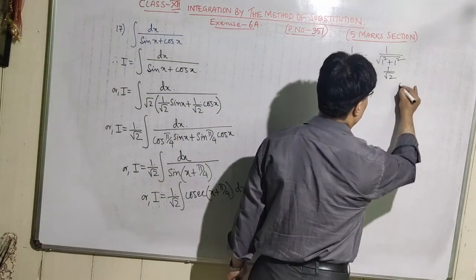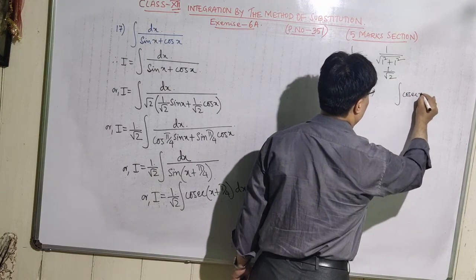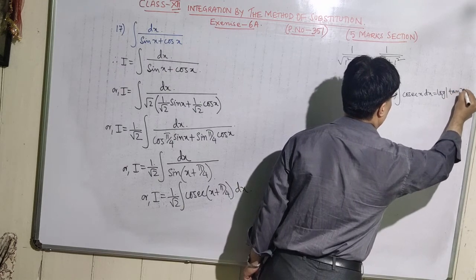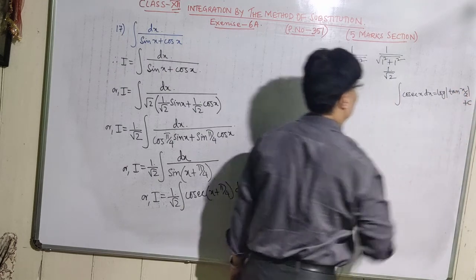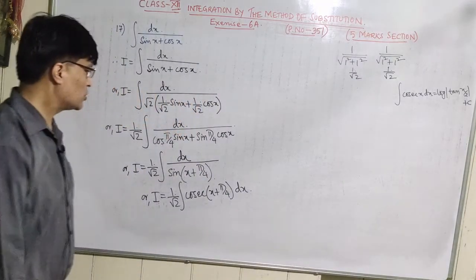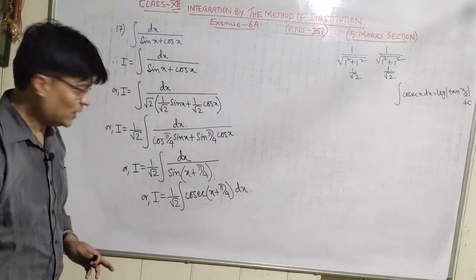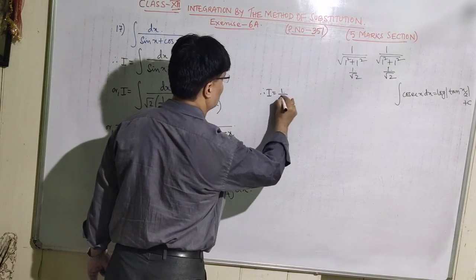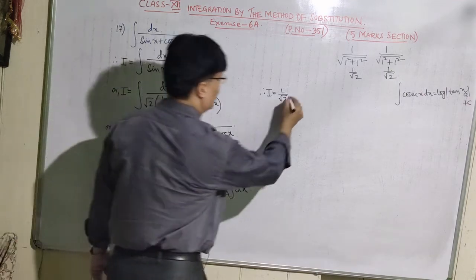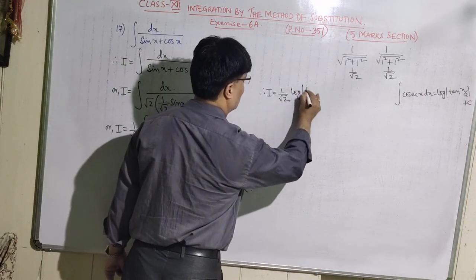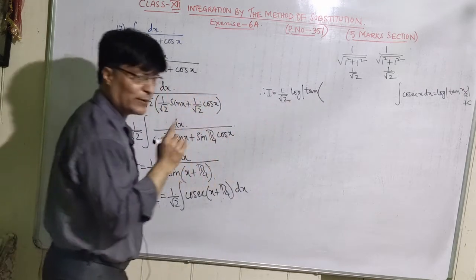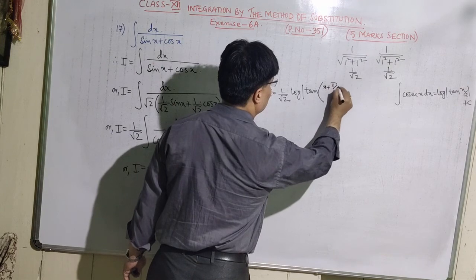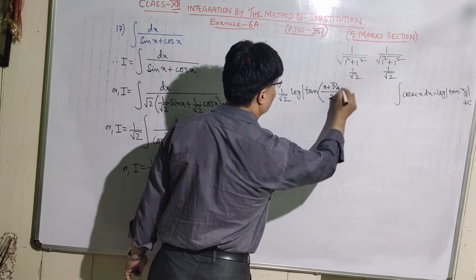So it is just like your integration of cosec x dx, isn't it? So what is integration of cosec x dx? Integration of cosec x dx is equal to, what is the formula? Log of tan x by 2, then you have to write plus c. So instead of x, there is x plus pi by 4. Okay, so let us use the formula now. So I is equal to 1 by root 2, then log within mod tan of x by 2. What is x by 2 now? Here x is x plus pi by 4, divided by 2.